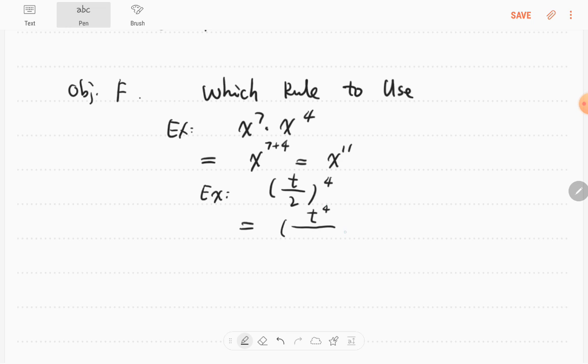The power of the quotient rule, right? So first, in the parentheses, we have the quotient. So we can use the power of quotient rule to write it into this one. Remember, in the parentheses, it's a quotient. Then after we put the exponent to it, it's still a quotient. So after that, we will have this one.